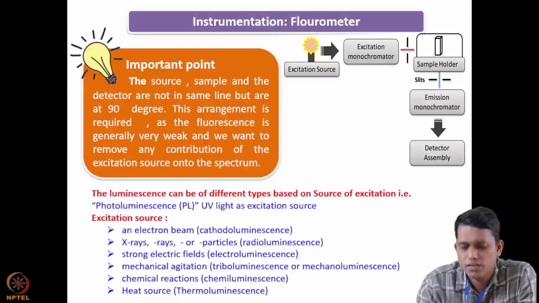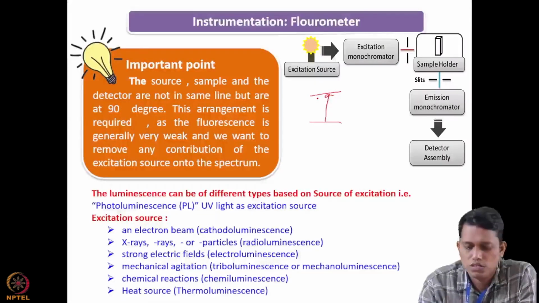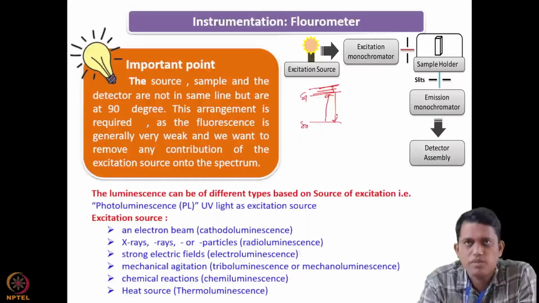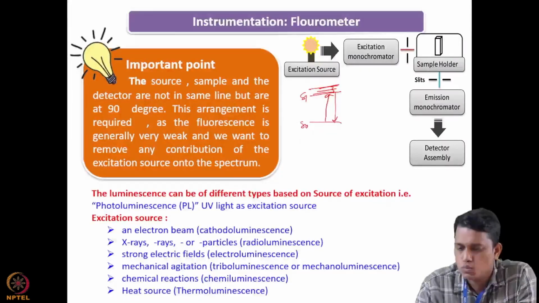The radiation will excite your analyte from the ground state to some singlet state, and then from vibrational relaxation they will come here, and then from there they will emit. But if you see the geometry, you will find that my detector is kept 90 degrees to the sample chamber. Why is it? Because this intensity is too large.